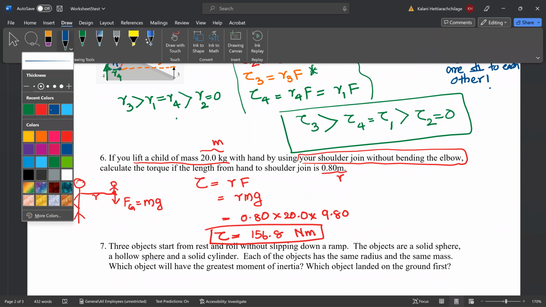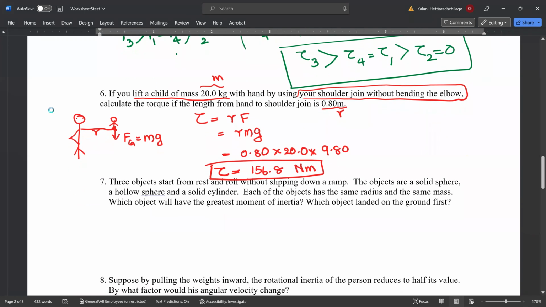Okay, let's go to the next question. There are three objects. From rest, you're going to roll them down a ramp. There is a ramp like this, right? It's very hard to draw in my view. And there are three objects: one is the solid sphere, then you have the hollow sphere, and then you have the solid cylinder. Three things there. You're going to start to roll them down.